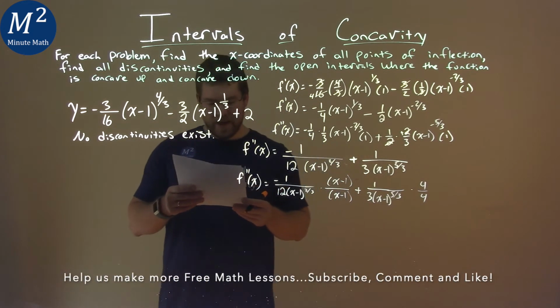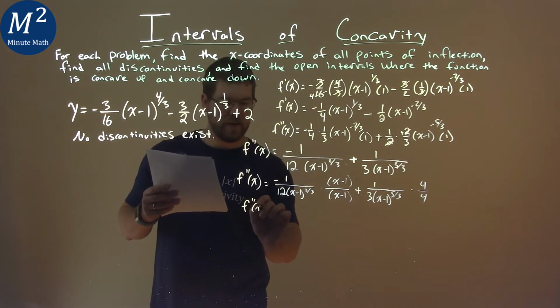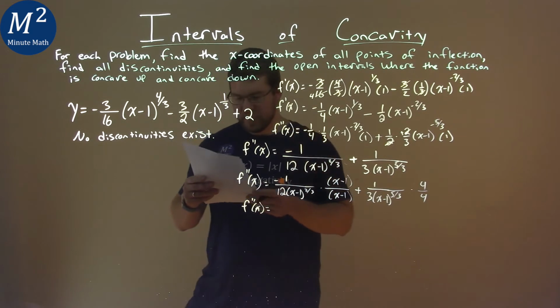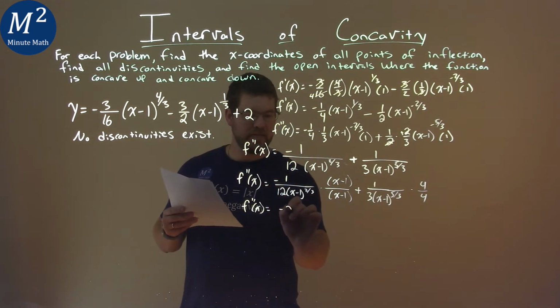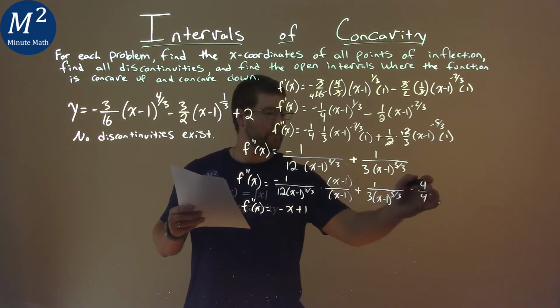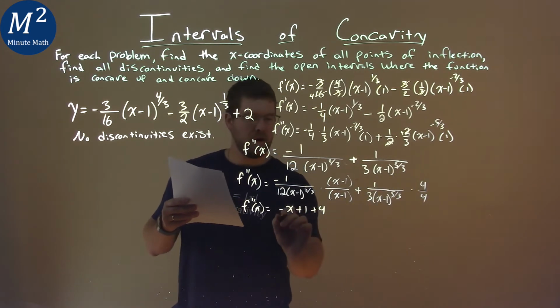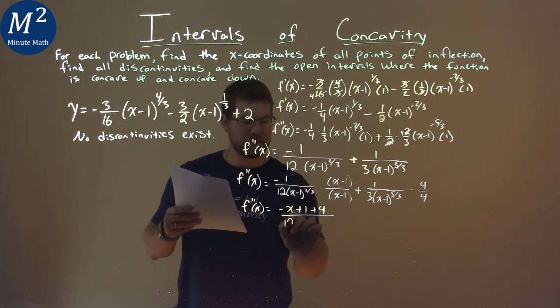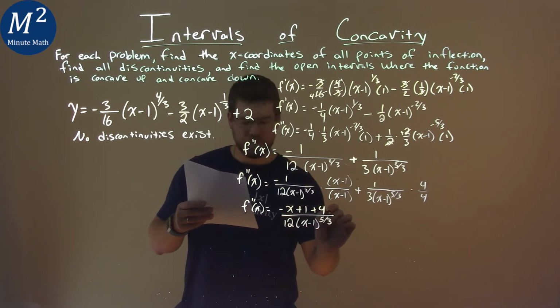So we can write this as one big old fraction now, f double prime of x. And that comes out to be negative 1 times x is a negative x. Negative 1 times a negative 1 is a positive 1, plus 1 times that 4, so in the numerator we have plus 4 here, all over our denominator, which is just going to be 12 times (x minus 1) to the 5/3 power.